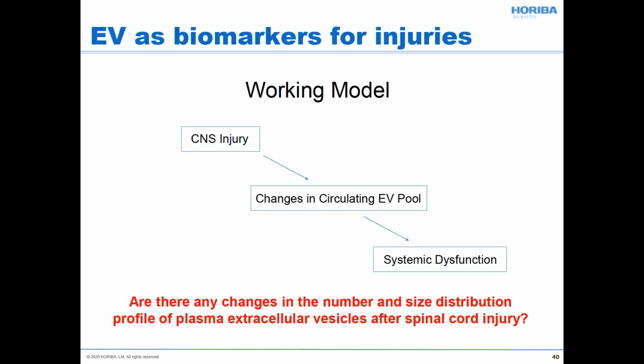So if you have a working model, you can say, okay, does this model make sense? And then you'll go back and ask yourself this question: are there changes in number and size distribution profile of plasma extracellular vesicles after spinal cord injury? So if the model is right, then you certainly would expect something like a yes answer to this model.